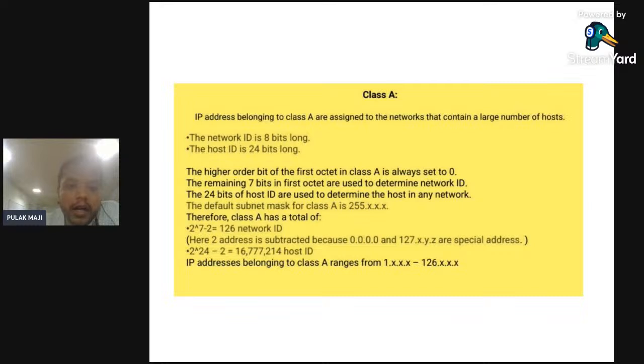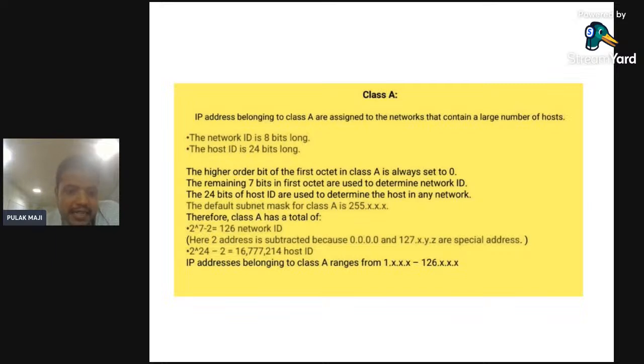So the actual range of class A will be 1 to 126, because 127 we cannot use. Before 127 I have to stop. So the actual range of class A addresses is 1 to 126. Whatever value is present between 1 and 126, I can directly say that the IP address belongs to class A. So that is class A IP addressing.